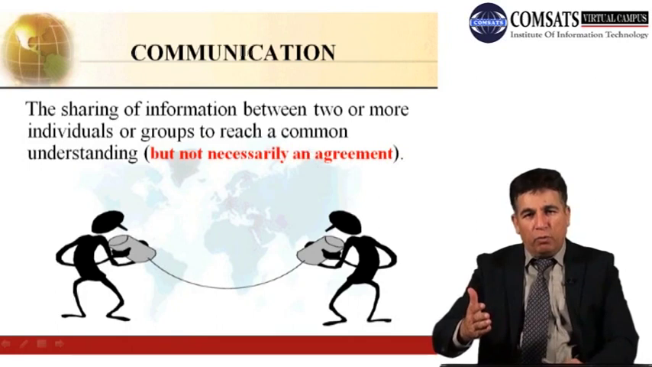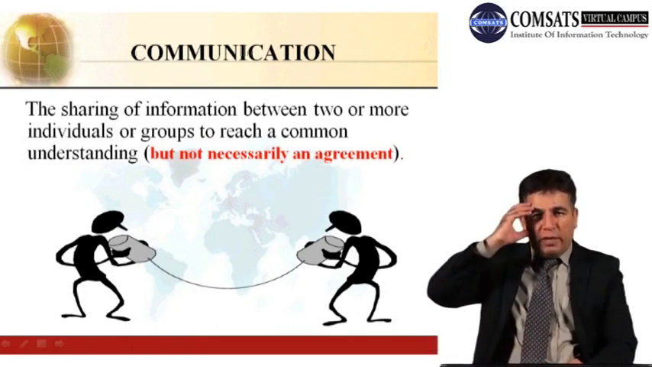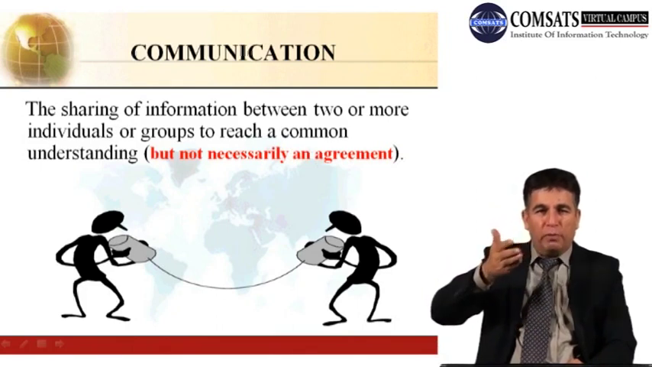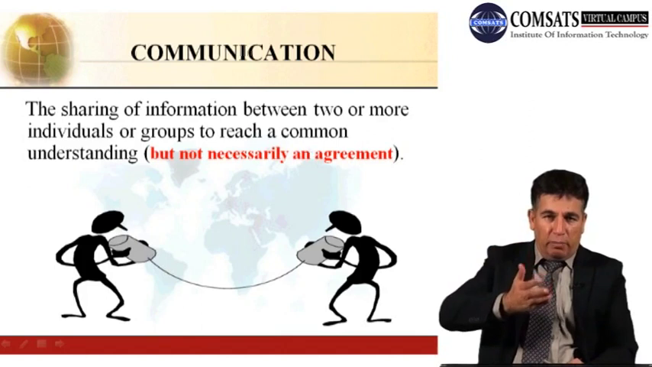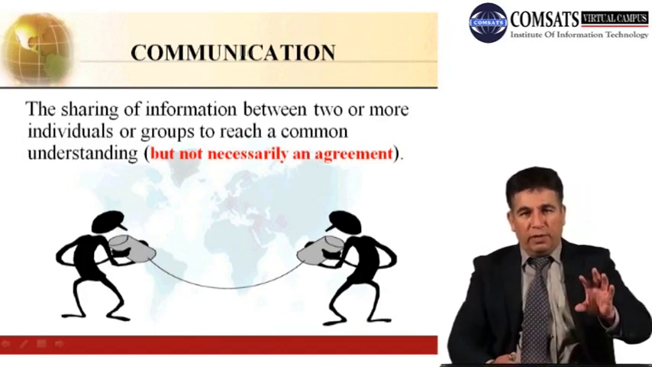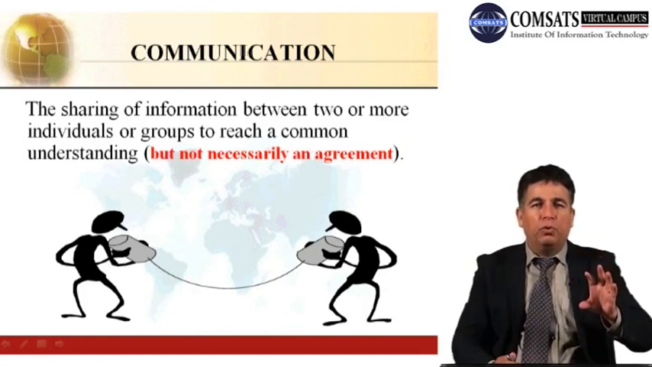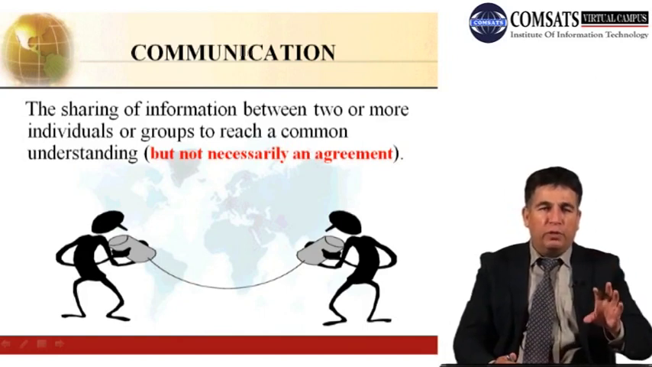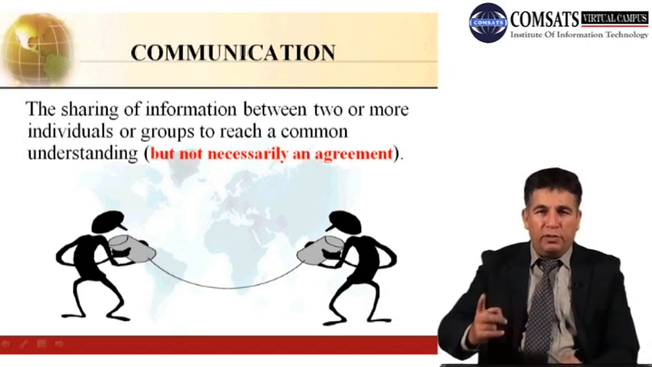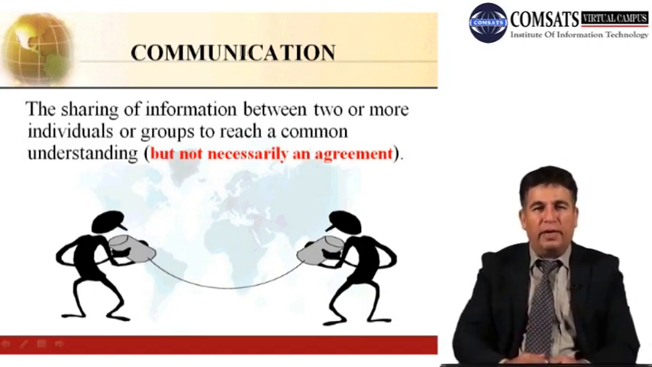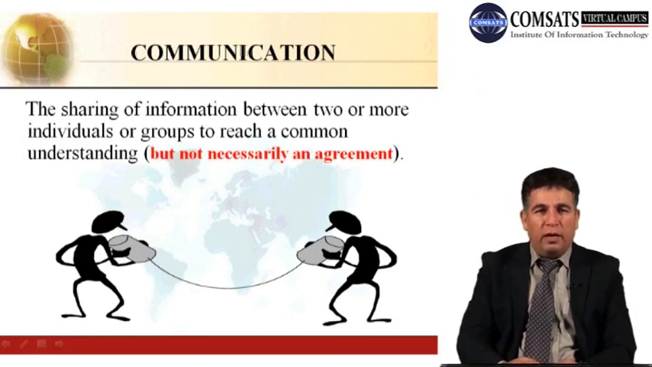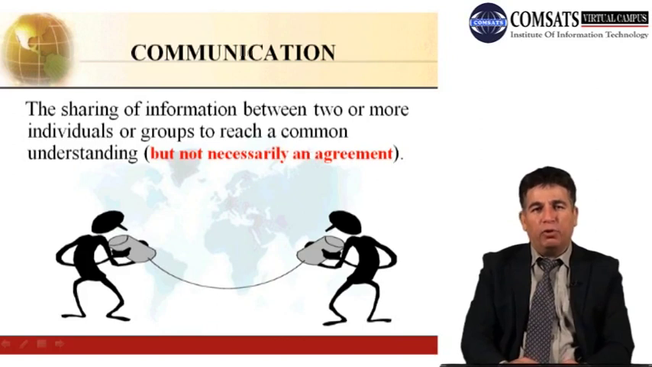For example, the sender who is sending the information has one interpretation in his or her mind: what is the actual purpose of the information I am sending, what is its actual meaning. When the receiver, who is receiving the information, is able to fully understand the information received, it means that sender and receiver have a common understanding. And of course common understanding is a very important factor when we talk about effective communication. But here it is to be noted that it is not an agreement in most cases.